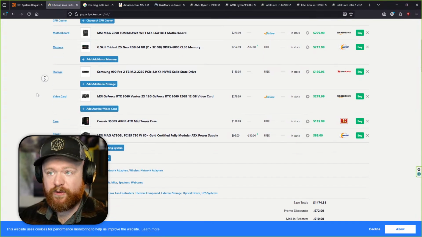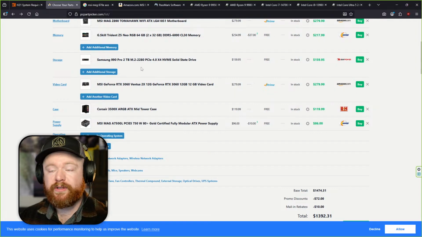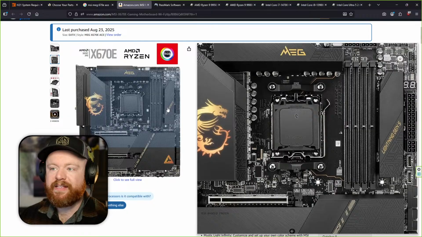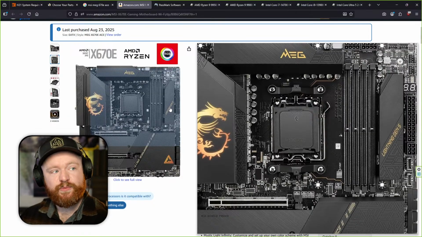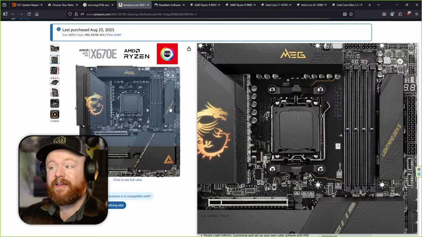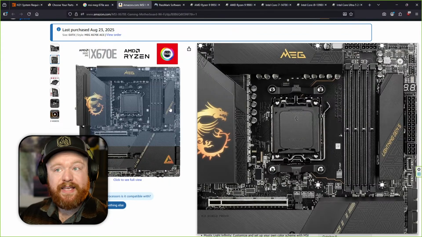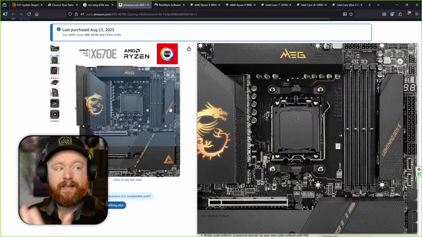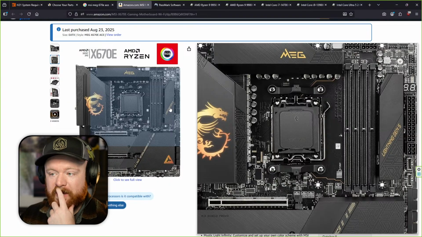Storage, I did a 4 terabyte 9100 Pro. Because I am using a PCIe Gen 5 port on my motherboard, that means I'm able to take advantage of the full speed of the latest SSD speeds. Keep that in mind as well. If your motherboard has an earlier gen of PCIe, getting a faster SSD drive is not going to work unless it's compatible with that gen of PCIe.